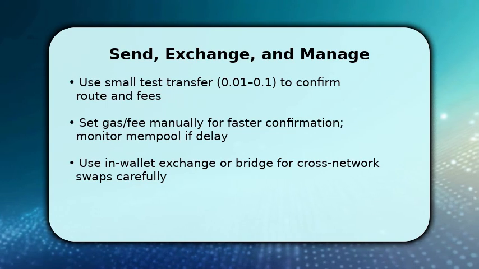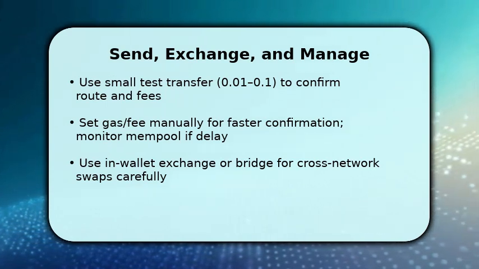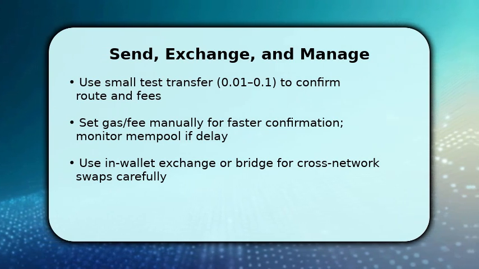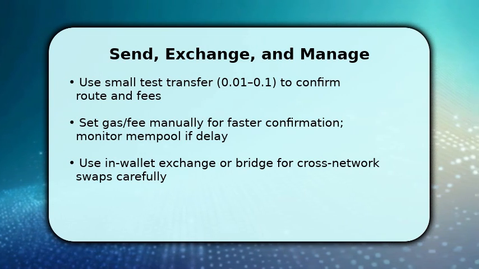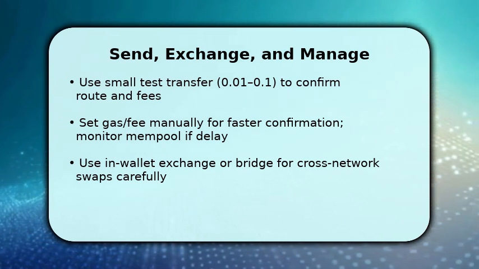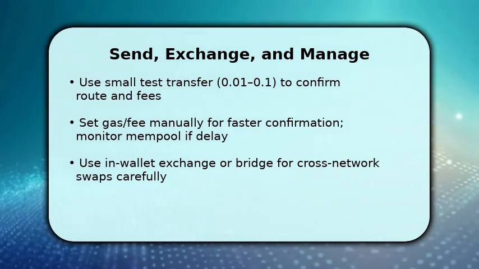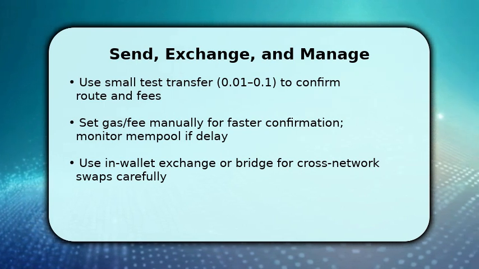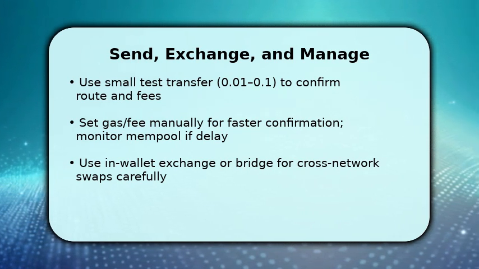You'll proceed with transfers and management. First, send a small test amount to confirm the route and visible fees because networks and fees vary. Then, when sending larger sums, set gas or fee manually for the desired speed. This avoids stuck transactions. To convert between networks, use the wallet's built-in swap or a trusted bridge, and always check price impact and slippage settings.